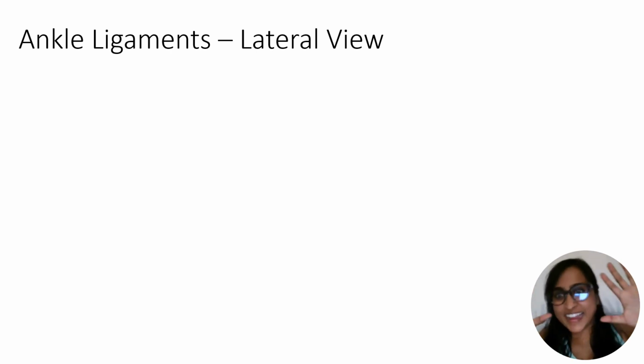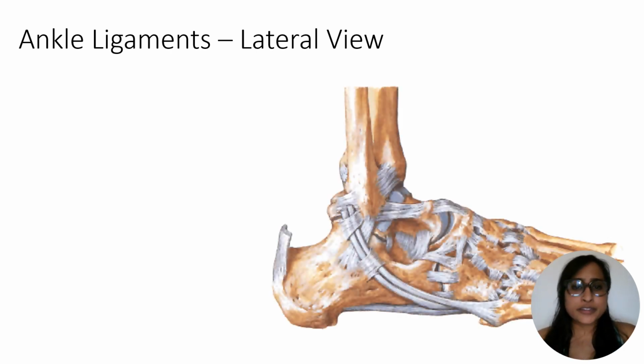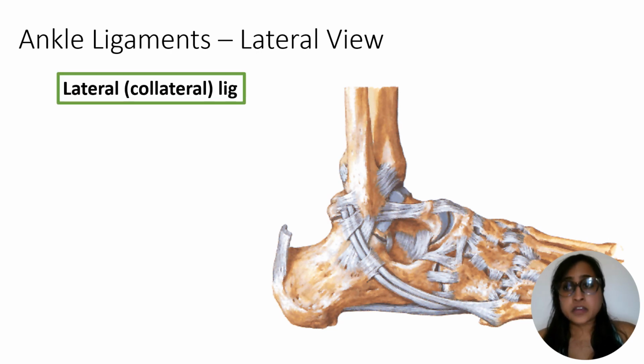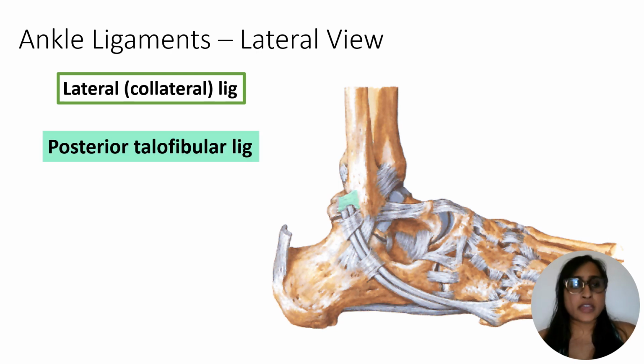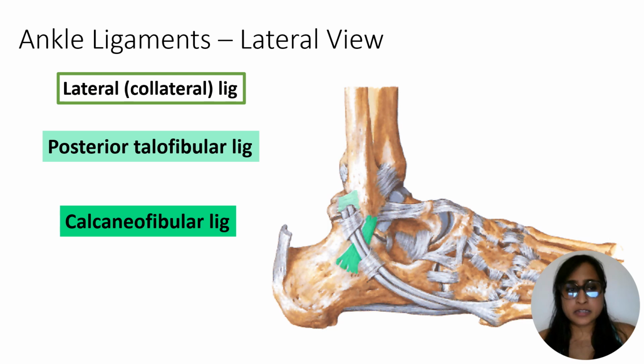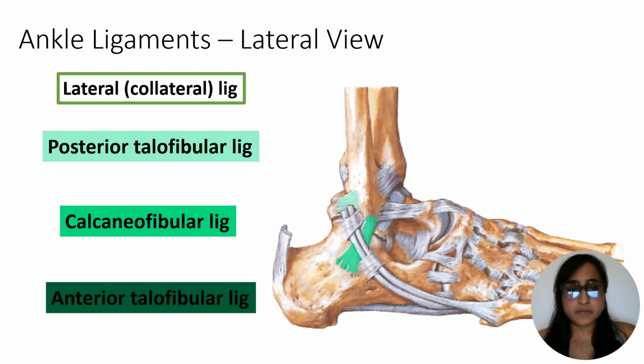Surprise! I decided to make an appearance to talk to you all a little bit more about ankle ligaments, specifically ones you can see in the lateral view. So if we look at this picture of the lateral aspect of the ankle, that's where we can see our 3 lateral or collateral ligaments. So we have our posterior talofibular ligament, our calcaneofibular ligament, and our anterior talofibular ligament.